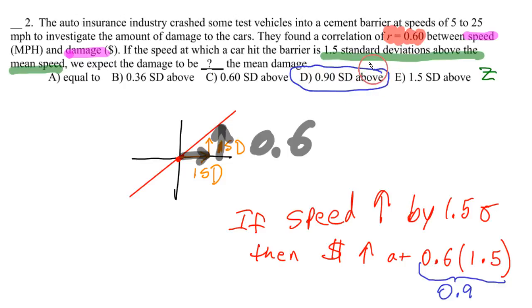And the reason it's above is because the speed went above, so therefore the damage should be above average damage. And that is how we get our answer of D.